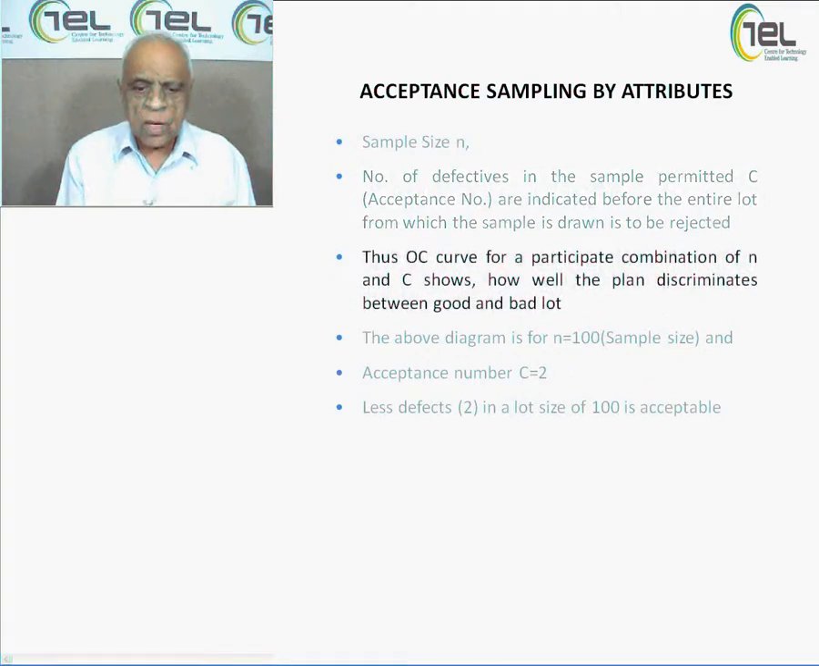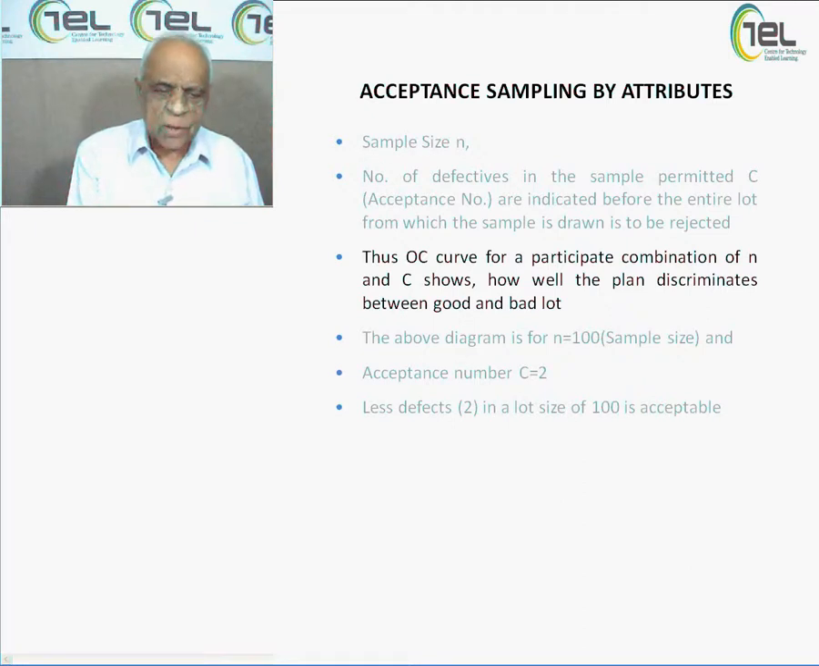Thus the OC curve for a particular combination of n and c shows how well the plan discriminates between good and bad lots. So you know how much is good, 99%, 99.9%, and how much is bad, probably 0.1%, 0.2%, 3%, and so on. It will be only possible through this method, through acceptance sampling, taking a lot and taking the acceptance number, that you will be able to find out the position of the lot.